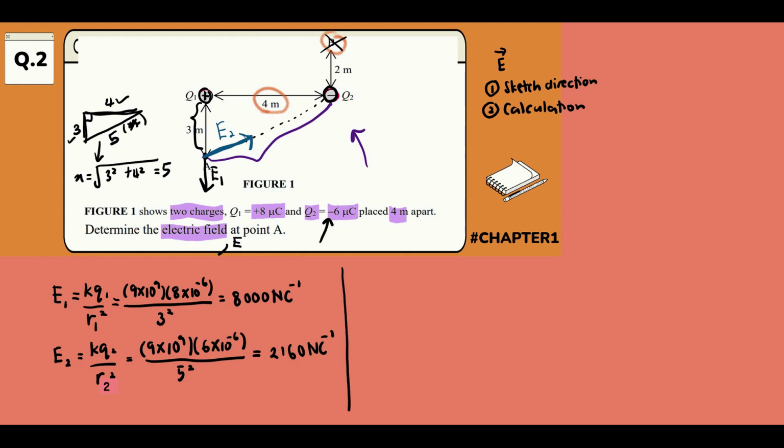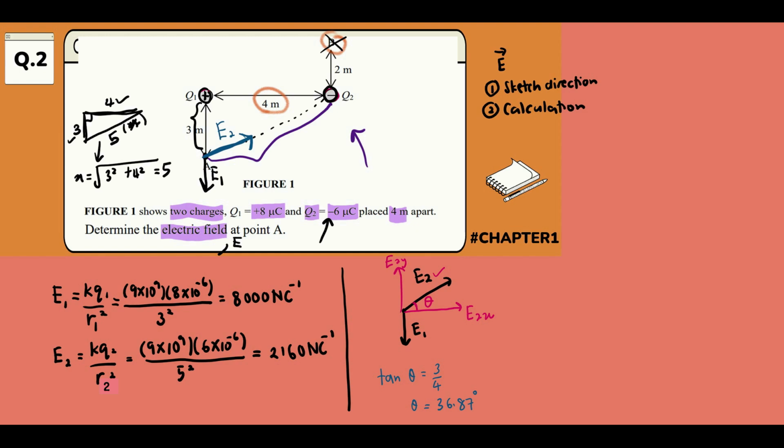Look at the direction that we have got. We can see here that our E2 needs to be resolved. So you're supposed to have E2x here, and also you're supposed to have E2y. And you also need to get the angle here to know the magnitude of E2x and E2y. We can do the calculation: tangent theta is equal to 3 over 4, and your theta, you'll get 36.87 degrees.